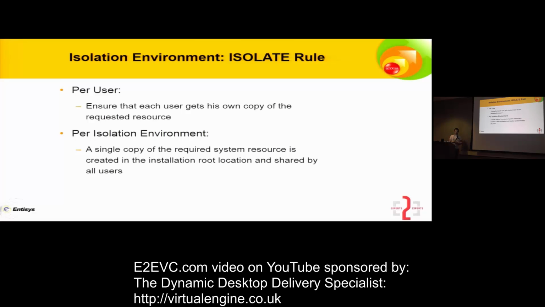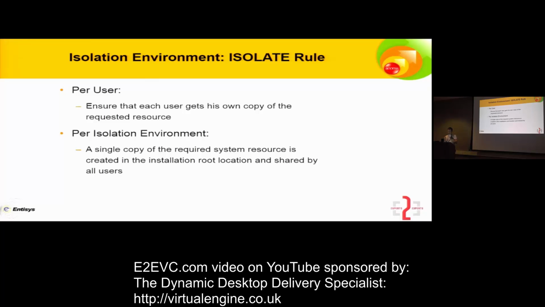Another type of rule is the isolate rule. Each user receives a copy of the requested resource, and it can be shared between different applications that are running in the same isolation environment. So how it works: when a user tries to access a resource for the first time, if this resource doesn't exist, the application will receive an error. So it's a complete isolation from the operating system.